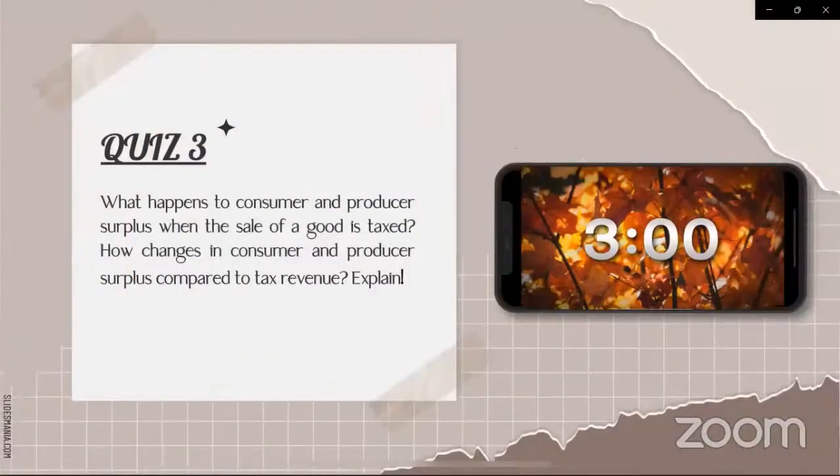It's quiz time, guys. The third question is, what happens to consumer and producer surplus when the sale of a good is taxed? How do the changes in consumer and producer surplus compare to the tax revenue? Explain it. Still the same, you have 3 minutes to answer it in the chat box. It starts from 3, 2, 1.